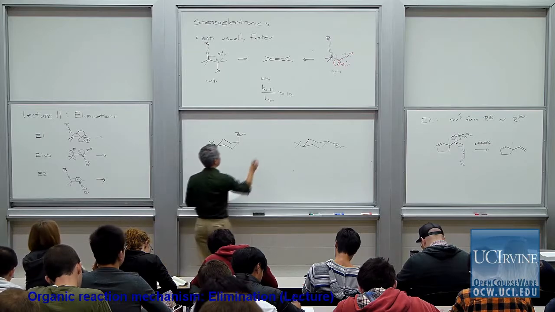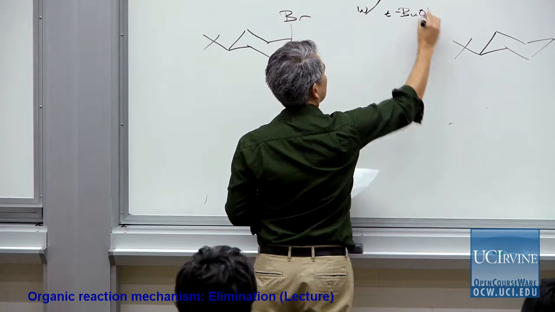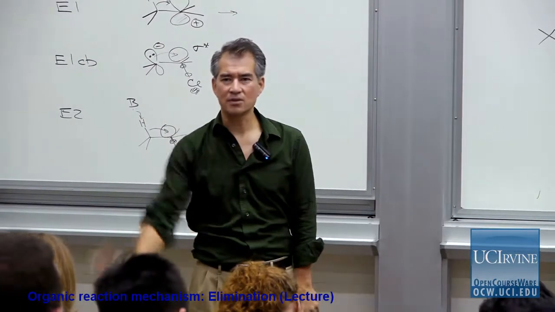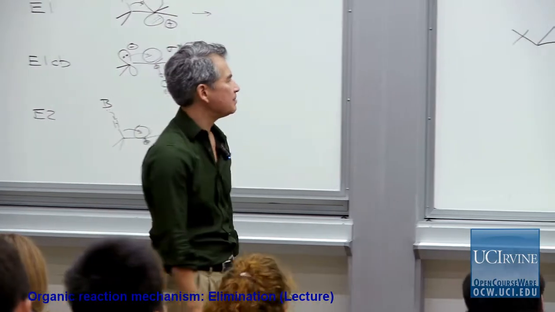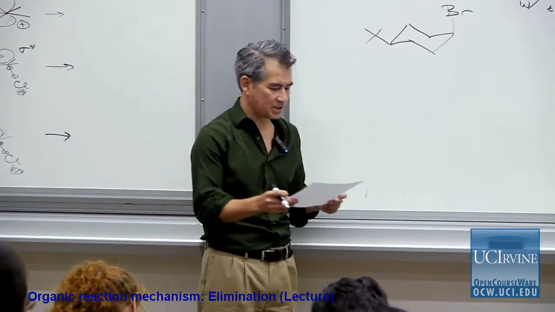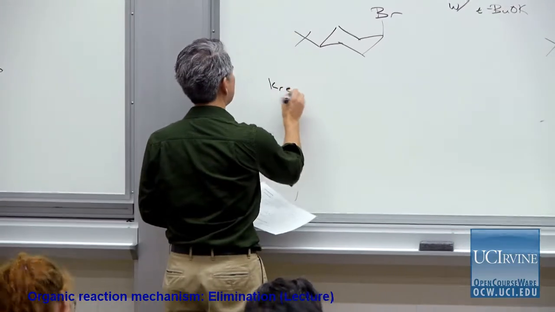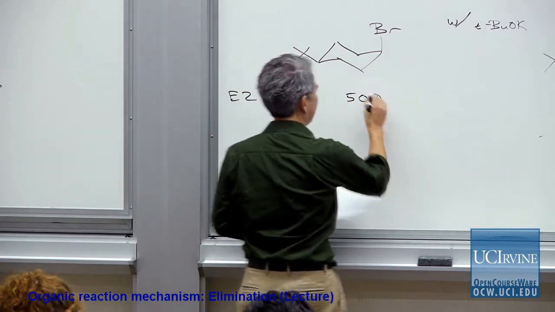So if you do an elimination with potassium t-butoxide, which is a strong base, this will be E2 elimination. That can't make a stable carbocation, so there's no E1. There's nothing there to stabilize a carbanion, so it's not E1cB. This is going to eliminate through an E2 elimination mechanism. And if you look at the relative rates for E2 elimination, this substrate is 500 times faster.